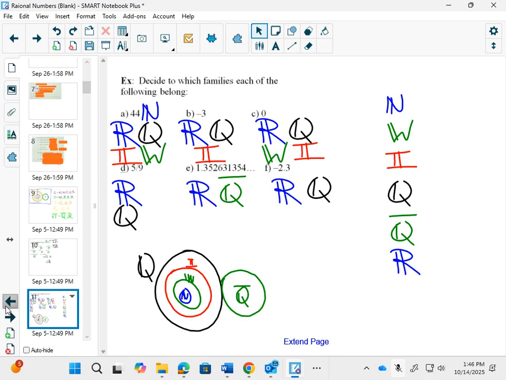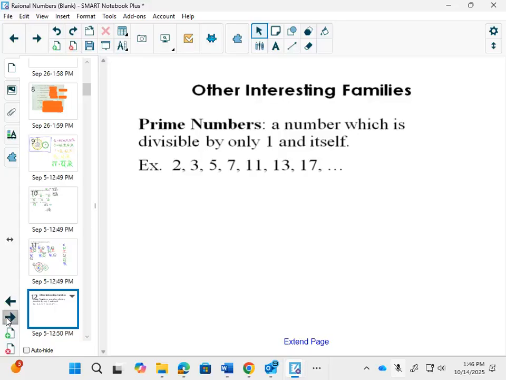So this is our challenge. Which families do things belong to? Now I'm going to do a little bit of page 4, and then I've got some stuff to work on. Page 4 is just other interesting things.